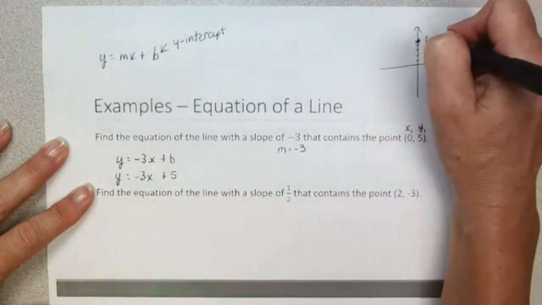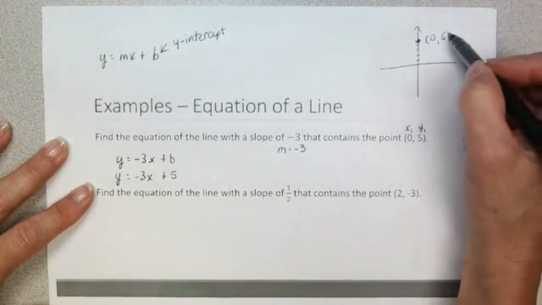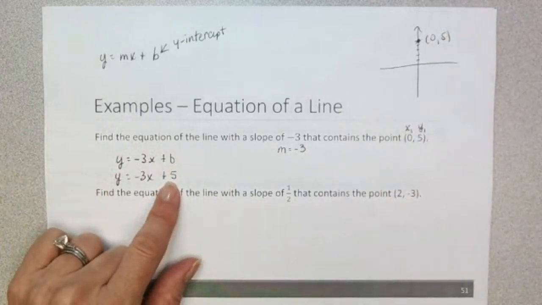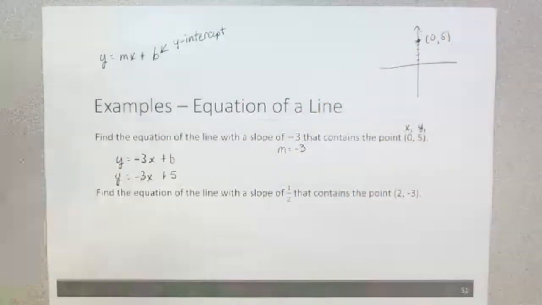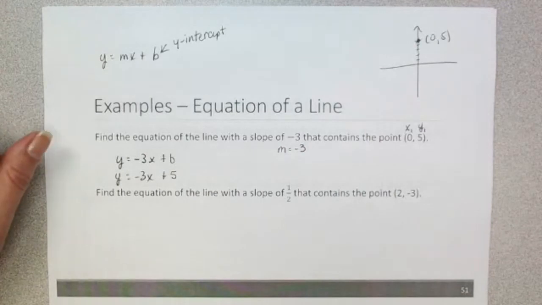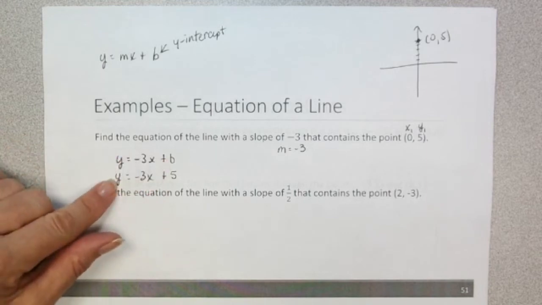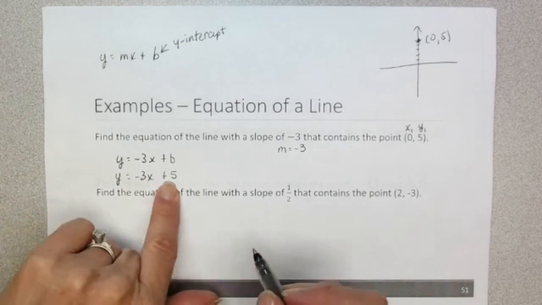Our y-intercept has the coordinate (0, 5), right? So that means b has to be 5. But what if we just didn't think about that when we were looking at that? Would there be another way to find out what that b is? Could we still use the slope-intercept form? Sure, we could still use the slope-intercept form.